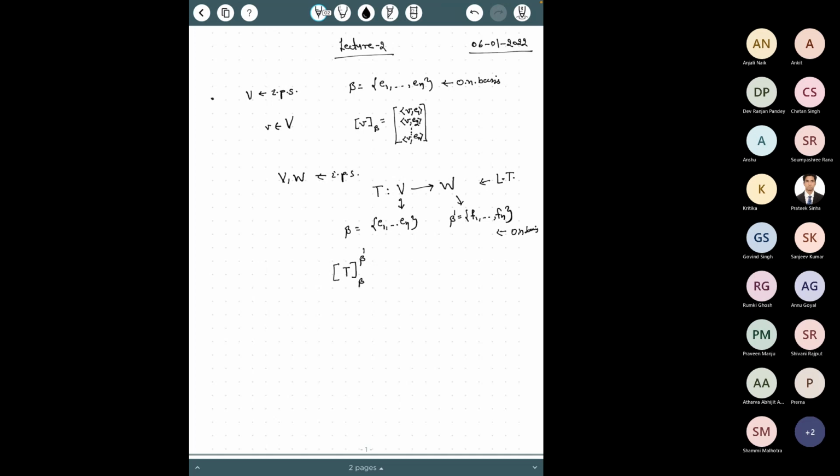So the ijth entry of this matrix would be the inner product of T of Ej with Fi. This is the ijth entry of this matrix. So this is another advantage of seeing matrix representation with respect to an orthonormal basis.